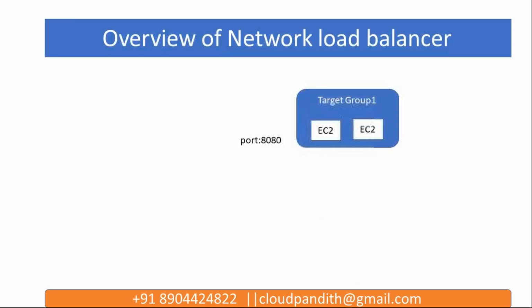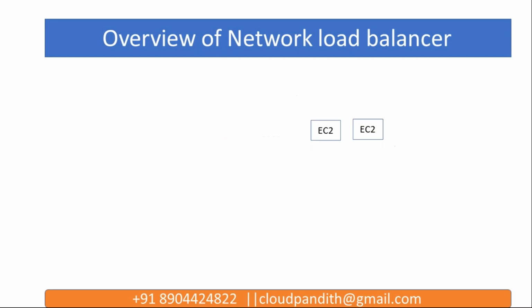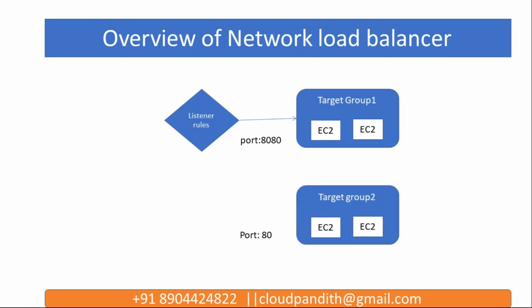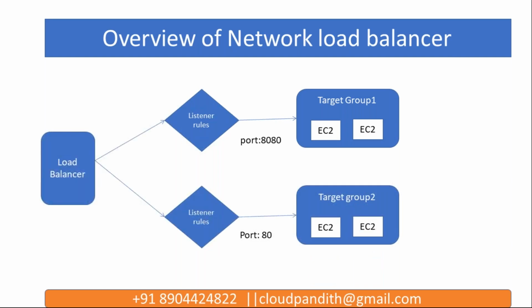Remember the overview of the network load balancer. First I will create a Windows virtual machine, and I will attach this Windows machine to target group one. It is going to listen on port 8080. I will change it. Next we will have another EC2 instance, that is the Linux VM, which is going to listen on port 80, and I am going to get the request through the load balancer.